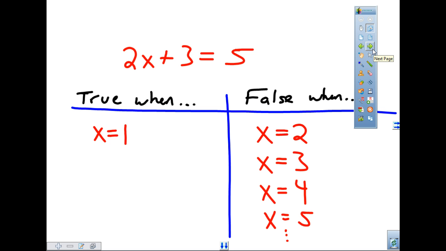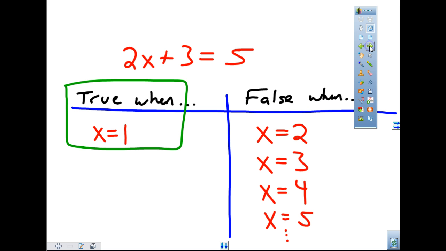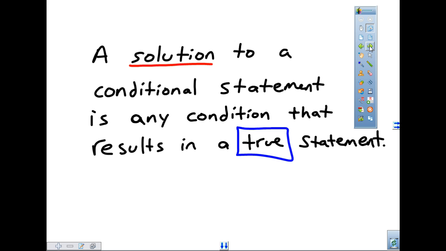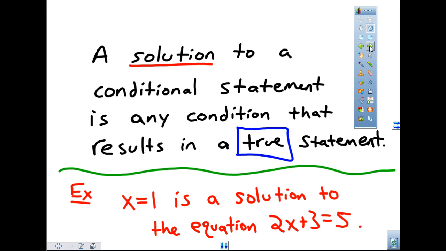And so that's a special circumstance. So it's really kind of a special situation when you find a value of x that makes the equation true. So we give those values of x a special name. We call these values of x solutions to this equation. Right, so this is another definition that you need to know. A solution to a conditional statement is any condition that results in a true statement. So in other words, a solution makes things true. So what we would say in this case is that x equals 1 is a solution to the equation 2x plus 3 equals 5.